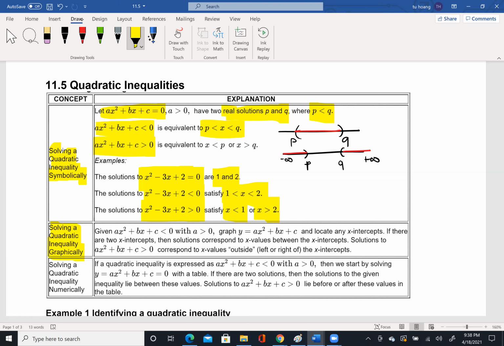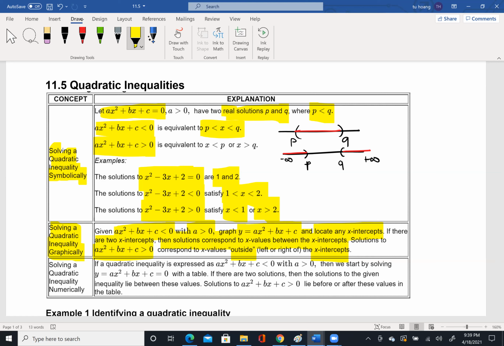Okay, so another thing that we're going to learn is solving a quadratic inequality graphically. If we're given ax squared plus bx plus c less than 0 with a greater than 0, and the graph of ax squared plus bx plus c has two x-intercepts, then the solutions correspond to x values between the x-intercepts. Solutions to ax squared plus bx plus c greater than 0 correspond to x values outside, to the left or right of the x-intercepts.